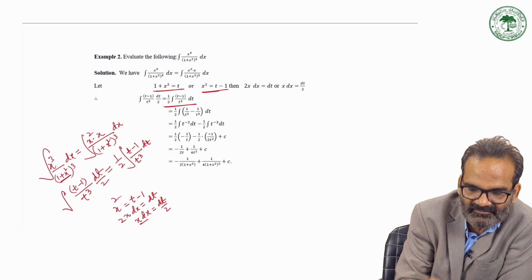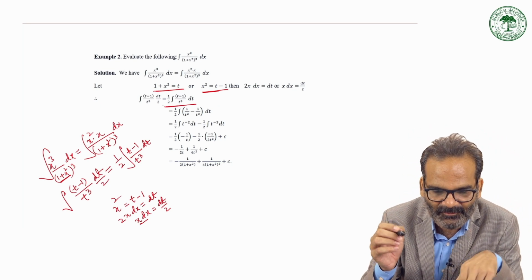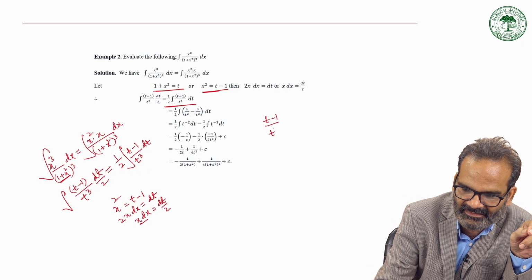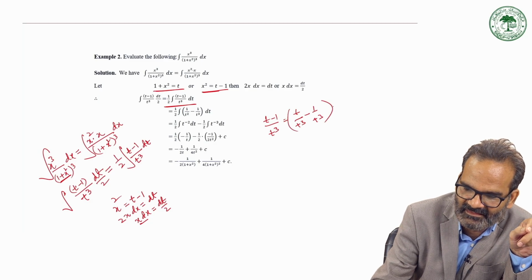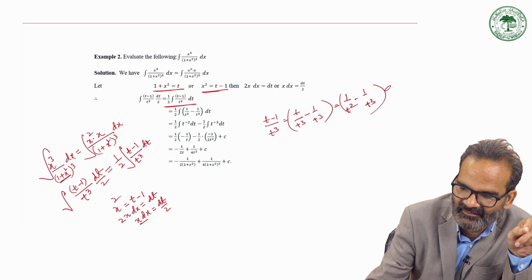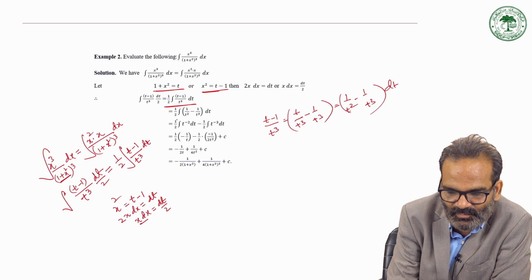This term, simple. Now this can be written as 1 upon 2 into t minus 1 upon t cube. This can be written as t upon t cube minus 1 upon t cube, and this is equal to 1 upon t square minus 1 upon t cube, right? In the same way, now 1 upon t square minus 1 upon t cube, this is the step.